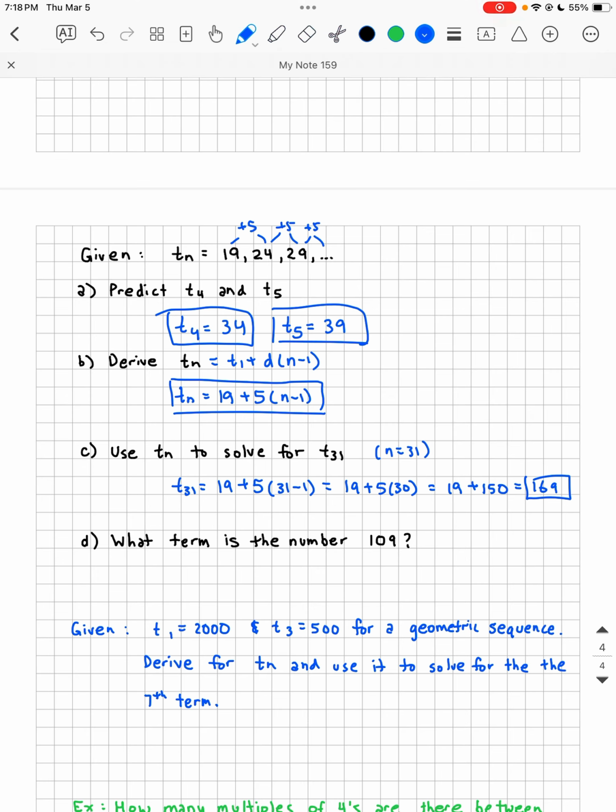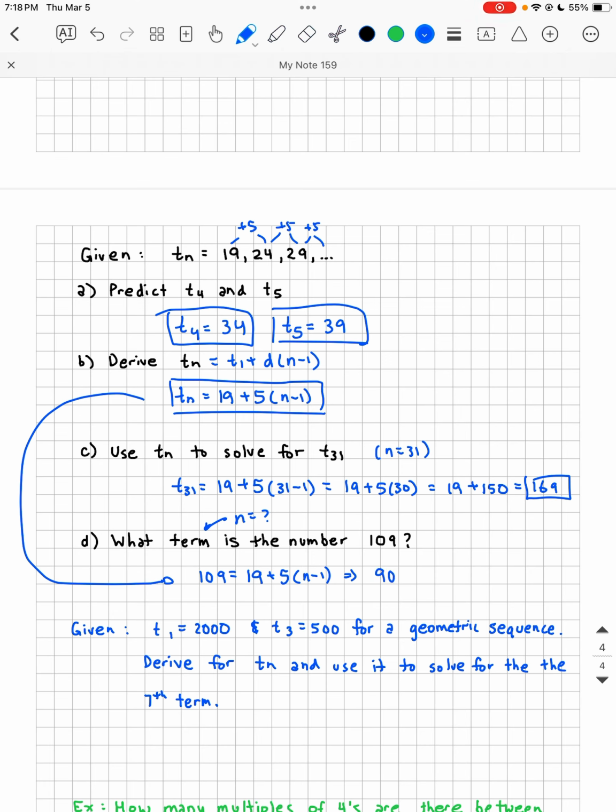And finally, the last one, going backwards. If you know the equation, I want to know what term, meaning I want to solve for what n is, gives the number 109. Well, 109 is supposed to be the result, so I'm going to replace t of n with that. So in our equation from part B, 109 is now equal to 19 plus 5 times n minus 1. We should be able to solve for n over here. Running a little slow, so you'll have to forgive me.